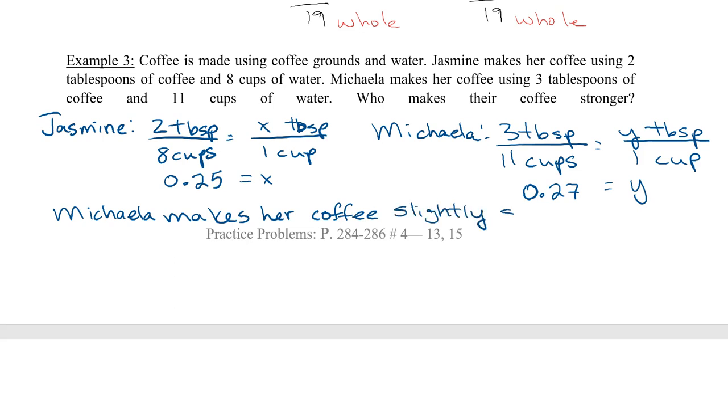If you tried the two, you probably wouldn't tell the difference. Okay, but the fact of the matter is, Michaela has 0.02 and a bit more tablespoons of coffee in each cup. There are the practice problems you can do on the bottom, and that is all.